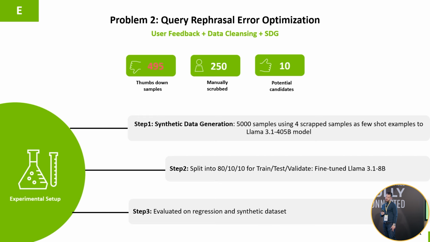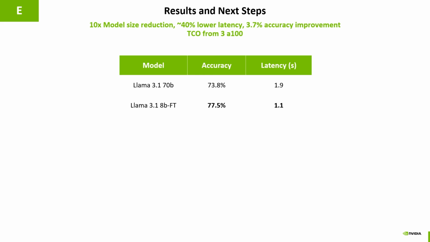The second error type that we tried to address was the query rephrasal error that I showcased at the beginning. And in this case, again, we collected a bunch of data. It was manually scrubbed. We identified great examples of where query rewriting wasn't working, and then we used synthetic data generation to create a much broader sample size, up to 5,000 samples that we then split into training, test, and validation sets to fine-tune the models. And again, the results were as follows.